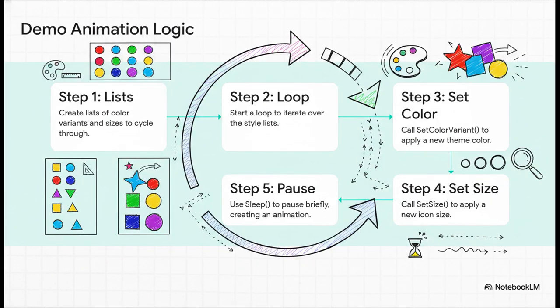So, how do we put all this together? Let's break down the logic from the demo project. It's actually really simple. First, you just make a couple of lists, one with the color names and one with the sizes you want to cycle through. Then, you start a simple loop. Inside that loop, you call setColorVariant and setSize to apply the next style from your lists. And the secret sauce? A tiny sleep call that just pauses for a moment. That little pause is what creates that slick, animated transition effect. It's so simple, but so effective.